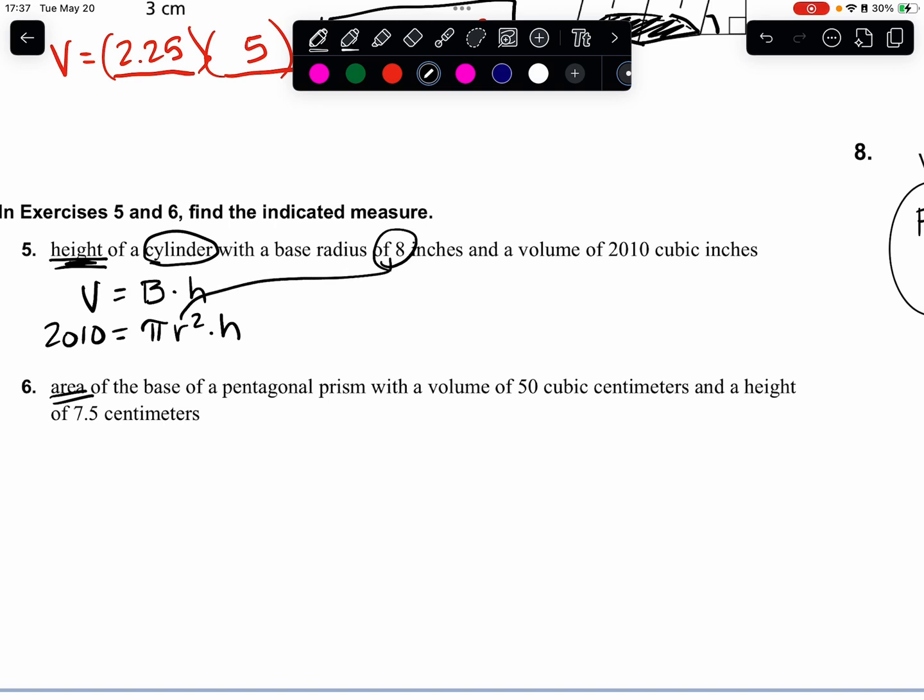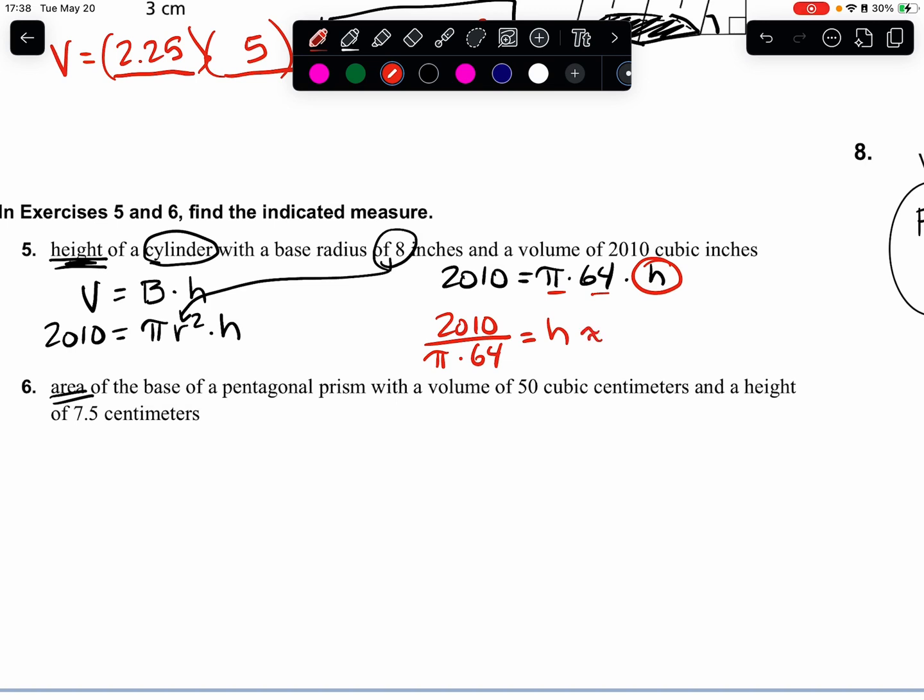And the volume is 2010. So where does the 8 go? Well, the 8 goes in for the radius. So I have 2010 is equal to pi times 64, because I square the 8, times h. Our job, solve for h. How do I get rid of the pi and the 64, you ask? Just divide. So I'm going to take 2010 divided by pi divided by 64. Make sure you use parentheses on this. It's easy to make a mistake if you don't.